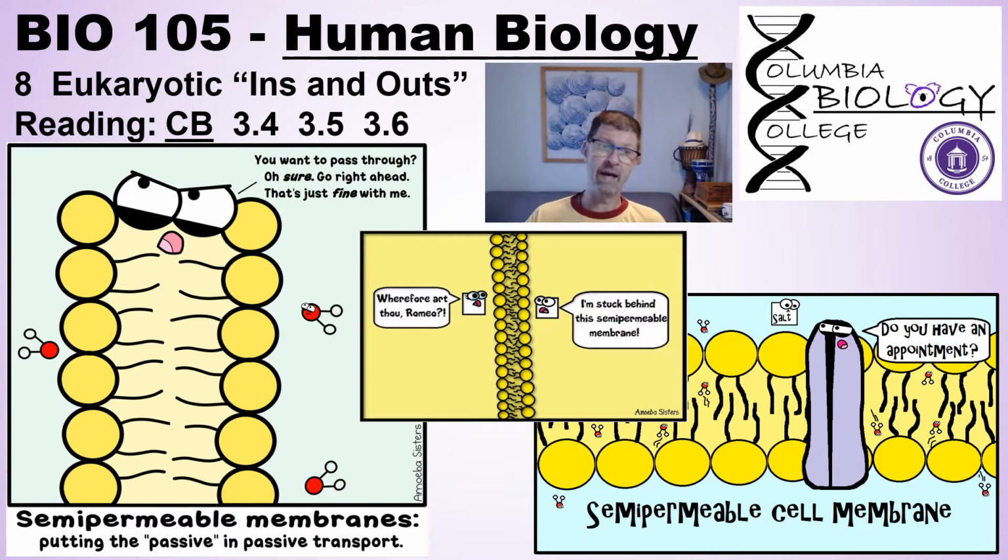Hello and welcome back, and this is lecture number 8, and I'm calling it Eukaryotic Ins and Outs. It is going to be about the plasma membrane of the cell and how materials get in and out of a cell. And I've got some funnies here that kind of remind you about the structure of that plasma membrane.